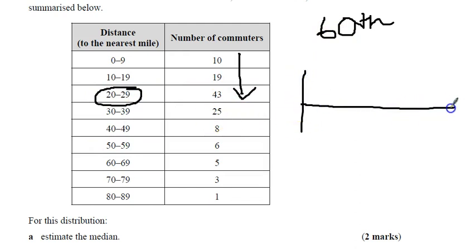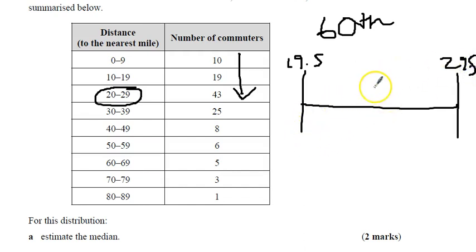I'm just going to draw a little comparison bar. On the top I'm going to do the distance, and on the bottom I'm going to do the frequency. However far the 60th person is through the frequency, we're going to go the same distance through the group. But because this is discrete, or I mean distance shouldn't be, but they've rounded it to the nearest mile, which makes it discrete, we're going to have to make it continuous again by doing 0.5. So we're going to start with 19.5 and we're going to go up to 29.5.